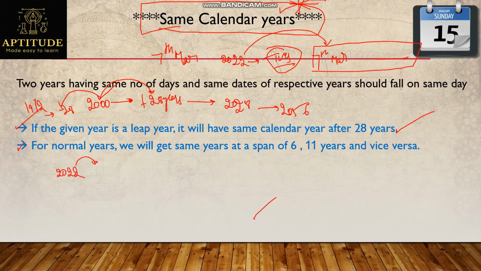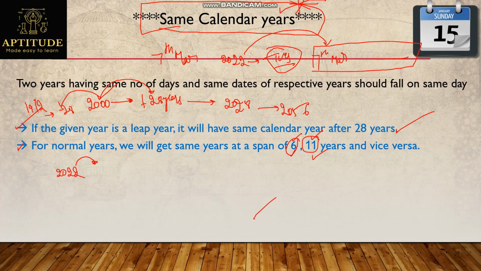So later this year, when we have the same calendar year is either after 6 years or else after 11 years. So we are not sure about this. Why? Because it is impossible to decide whether it is exactly after 6 or else 11. So we need to check manually. But for sure, we'll be getting either after 6 years or else after 11 years. This is for sure.